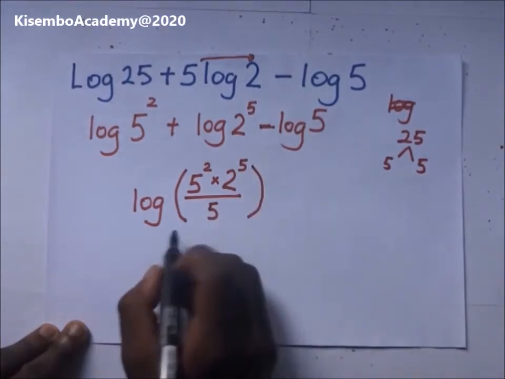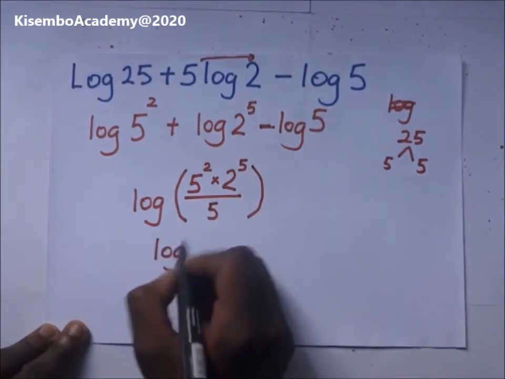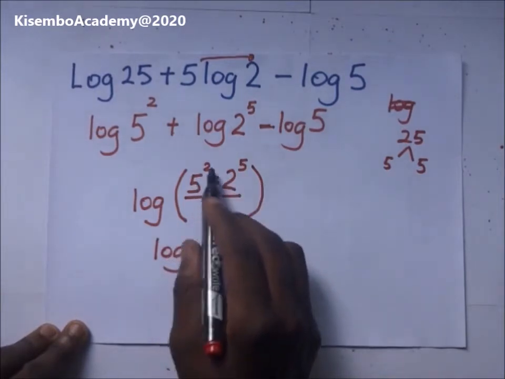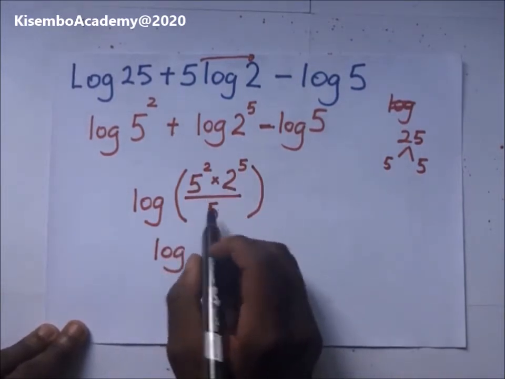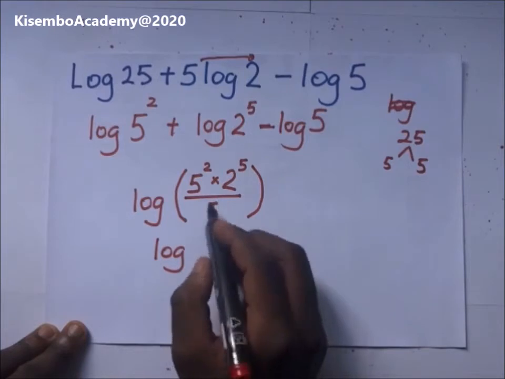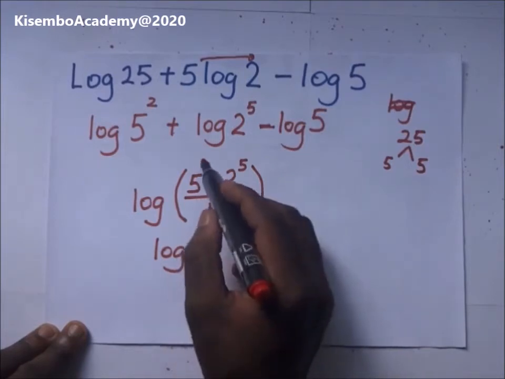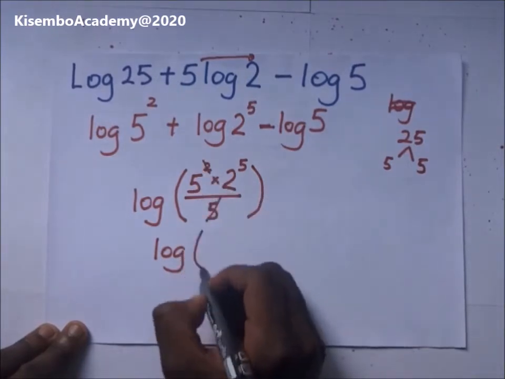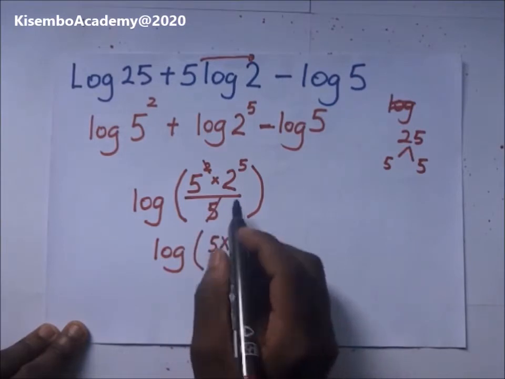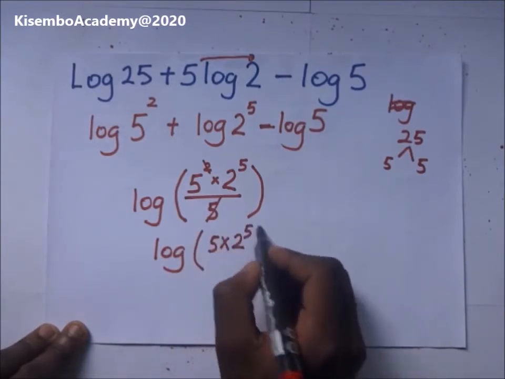And so definitely our answer here is going to be, our logarithm will be 5 squared. This 5 will cancel with one of those 5s. You remain with 5 times 2 to the power 5.